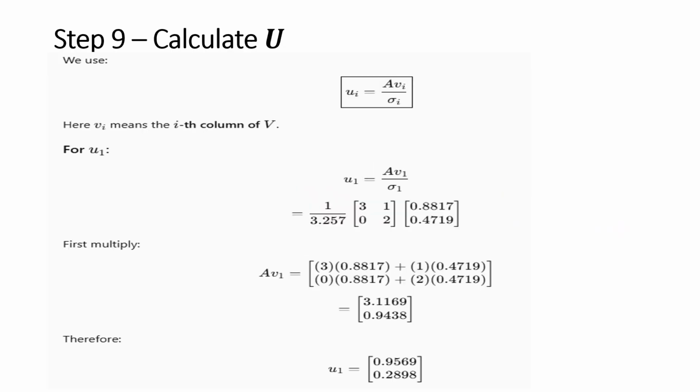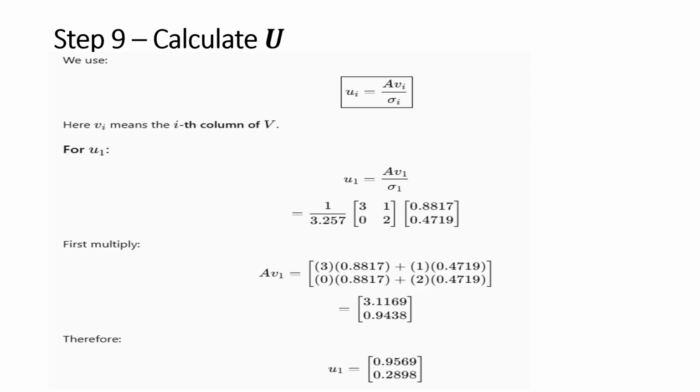Again, calculate U. U is calculated using this formula: u_i is equal to A v_i by sigma_i. The left singular vectors U are constructed as A into v_i. First you have to find u1, that is A into v1 by sigma 1. V1 means the first column of V, that is, in the right singular vectors.